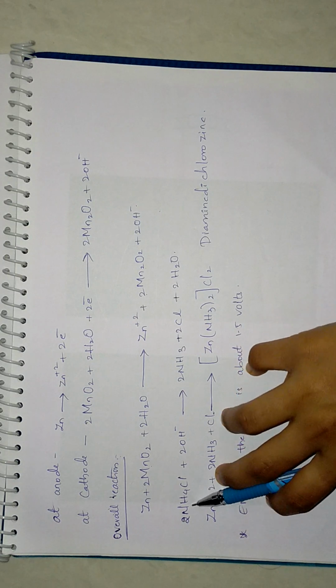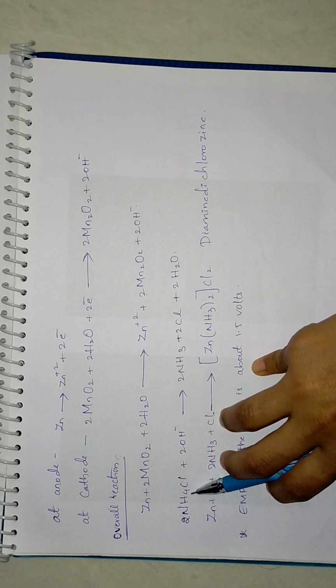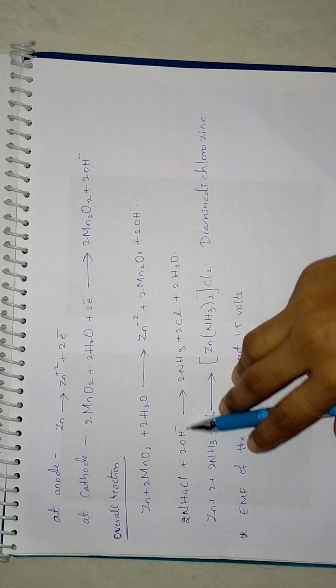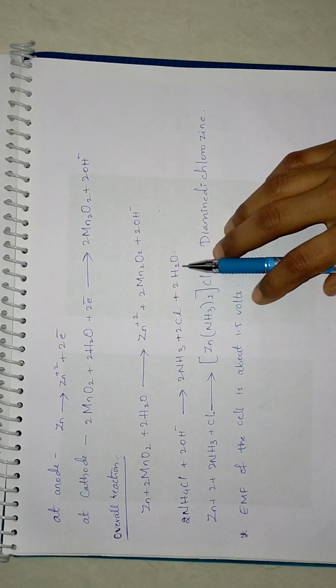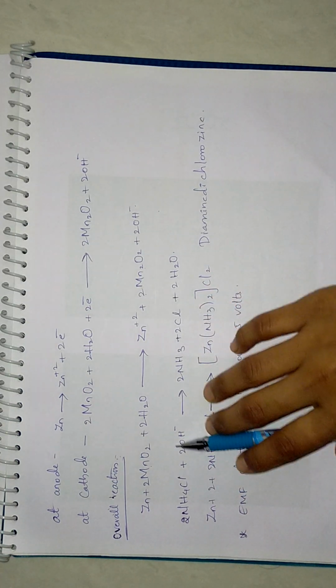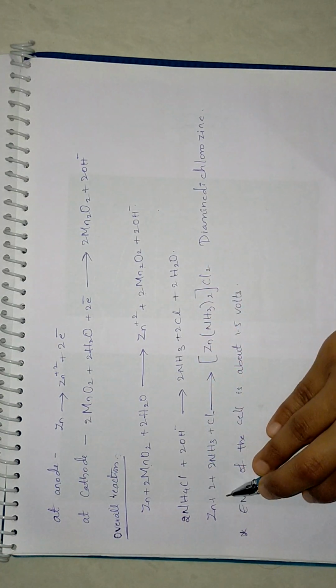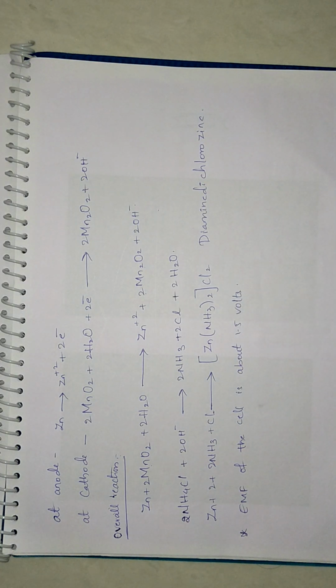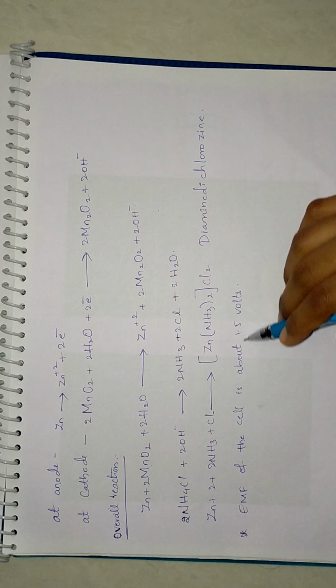And this is the electrolyte reaction. The NH4Cl we are using will take the OH minus ions and produce NH3 plus 2Cl plus 2H2. This is the complete reaction. Now whatever ions are released by this electrolyte will be absorbed by the zinc anode, and then this will produce the EMF. So the EMF of the cell is 1.5 volts.